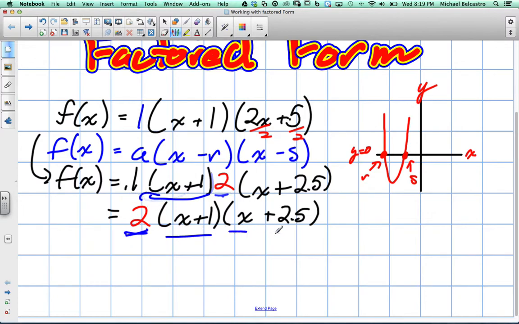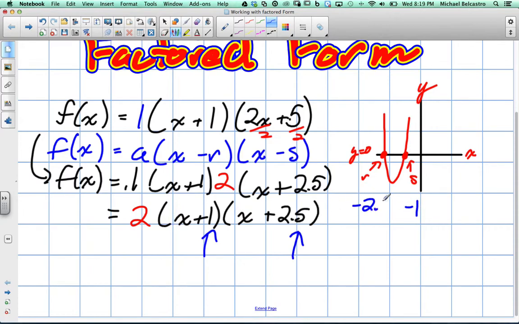Okay, so now we're in what you can call a true factored form, where the coefficients are both the value of 1 in front of x, and then it's really easy to see what our x-intercepts are. Our x-intercepts from this should be -1 and -2.5. Those are the two x-intercepts.